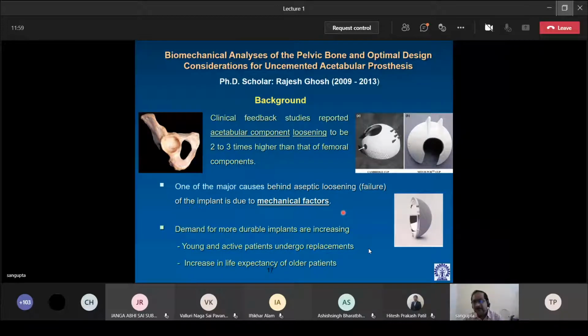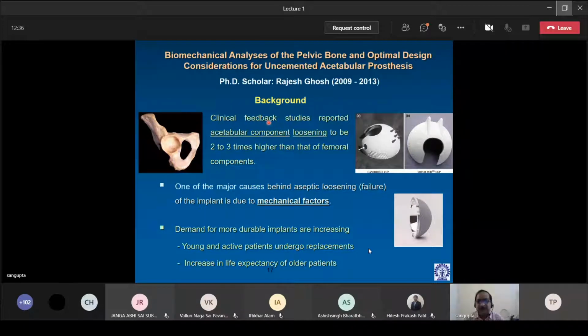So the next important work that was done was focused on the pelvic bone and optimal design considerations for uncemented acetabular prosthesis. So you can see here a little bit of background of why we did this work. We had explained to you earlier the structure of the pelvic bone. You can see here, this is the acetabulum. This is a sort of side view.